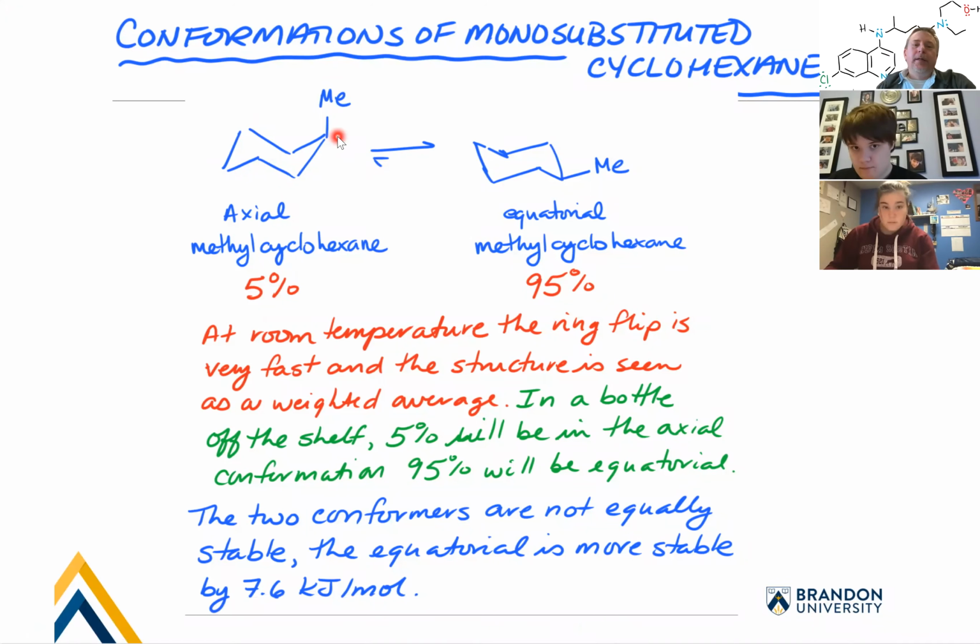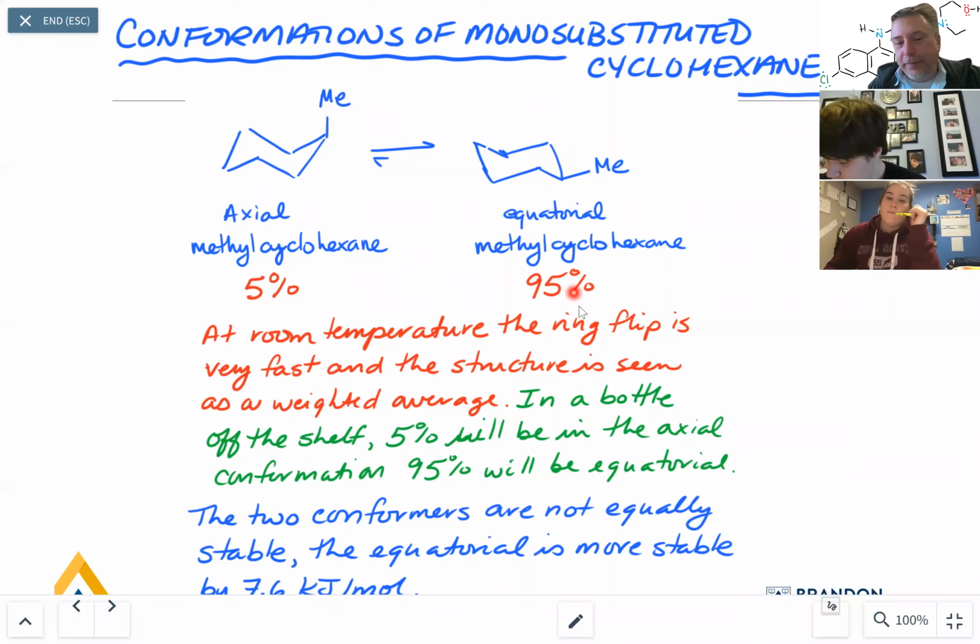And this is an equilibrium. So it's undergoing this chair flip, but at any given time, 95% is equatorial, 5% is axial. With regard to the equilibrium arrows here, I've basically drawn this arrow pointed mainly in one direction.